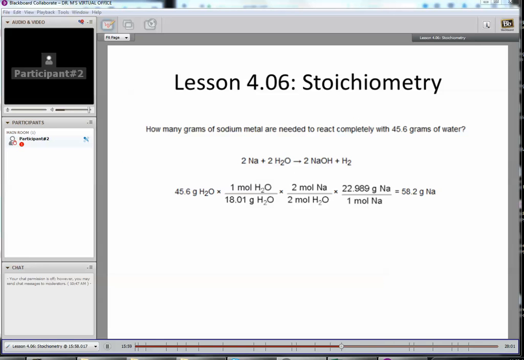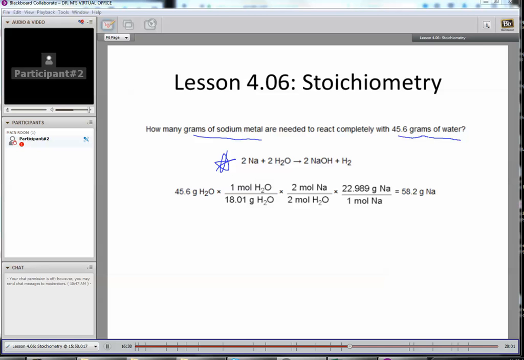So let me just give you an example here. In our question here, it says how many grams of sodium metal are needed to react completely with 45.6 grams of water? So we're going from grams of water to grams of sodium metal. So what I'm going to do in this is check first and make sure that my equation is balanced. If it's not, then I need to do an extra step and balance it. But I see here in my equation that it is indeed balanced. So I'm going to check that off as my first step. I've balanced my equation, or I've at least checked for it visually.